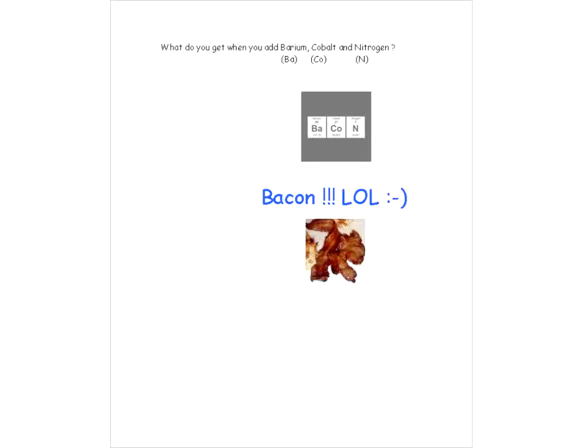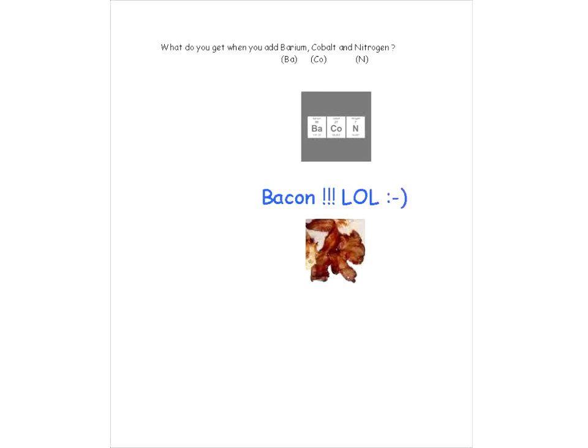Okay, I think we're done. And this here was just our joke. What do you get when you add these 3 elements together? Barium, cobalt, and nitrogen. And if you look at the symbols for their elements, you can see that they make bacon. There you go.